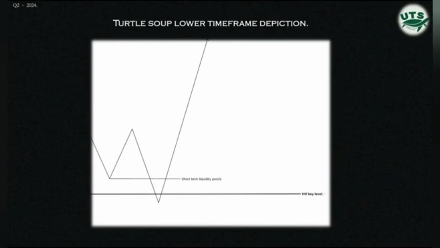Here's a deeper look into turtle soup on the lower time frame. You're gonna have the higher time frame key level, and then you're gonna have a short-term liquidity pool or pools. The more the better on the lower time frame. It's gonna smack into the previous liquidity pool. Of course, there's gonna be a time line over here, vertical line. Smack into it. Get everyone bearish. Market structure traders selling down here, and it rallies.